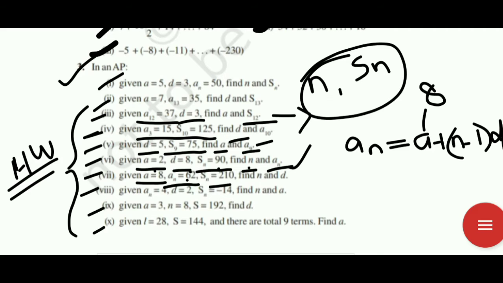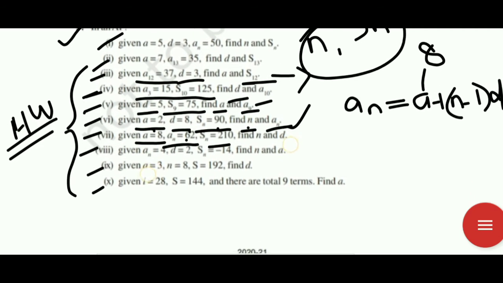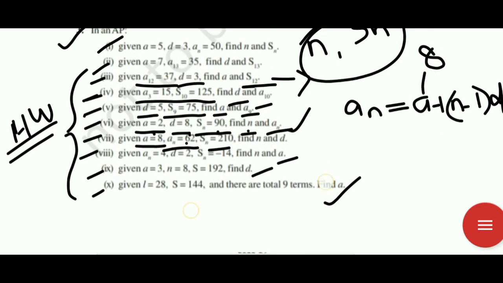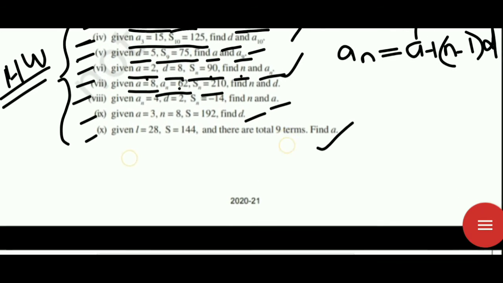Now you can expand the Sn formula: n by 2 into (2a plus (n minus 1) into D). In that, you can substitute for A and take it as equation number 2. You can solve the equations and you will find the answers. Like that you can do everything. If you feel any difficulty in solving the same, you can tell me. I will show you how to do that. This is a homework.